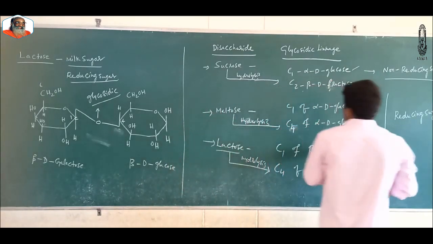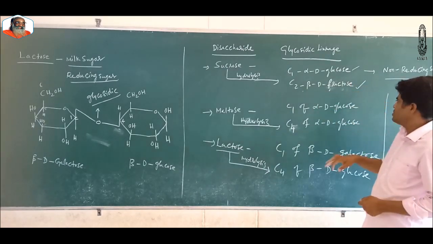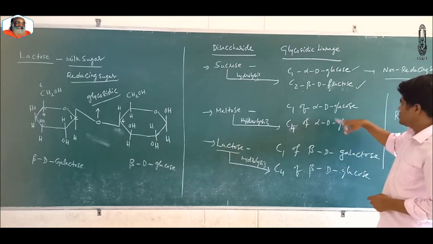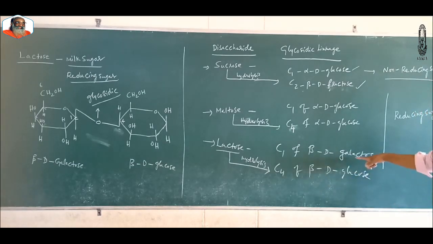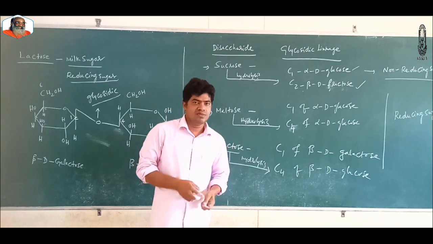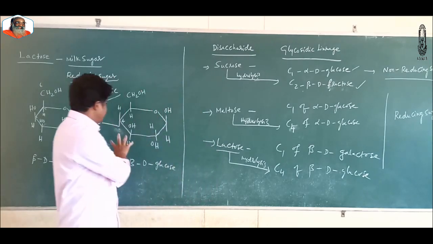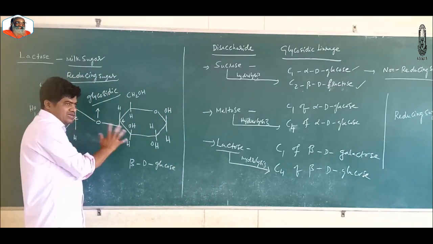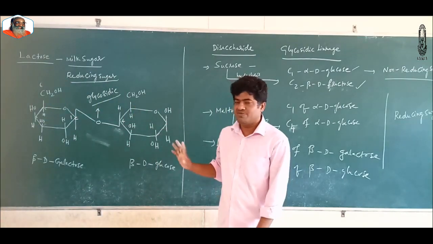Suppose you want sucrose back: by the loss of a water molecule from alpha D glucose and beta D fructose, you will get sucrose. By the loss of a water molecule from the 2 units of alpha D glucose, you will get maltose. By the loss of a water molecule from beta D galactose and beta D glucose, you will get back your lactose. Lactose is called milk sugar. It is found in milk. So you need not get tense while drawing these structures. There is no need for you to draw these structures, but glycosidic linkage is very important.